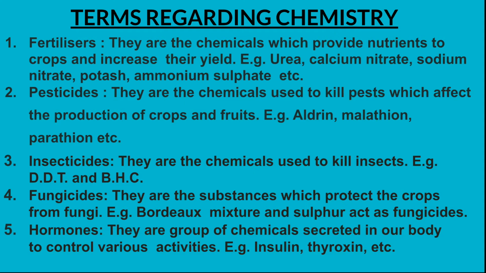Then hormones are the group of chemicals which are secreted naturally in our body to control the various activities in our life processes. To control these, the hormones are secreted within our body naturally only. Examples are insulin, thyroxine, oxytocin. These are all hormones which are secreted inside our body.